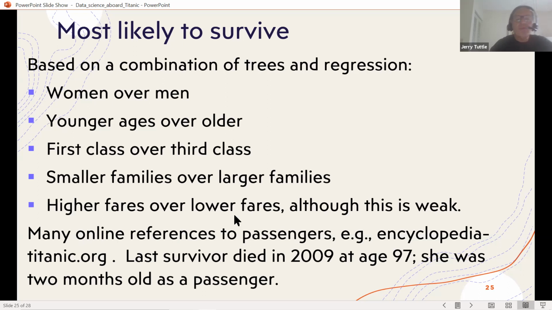There are a lot of references to the history of the Titanic, including every passenger. The last one died at age 97. She was two months old at the time.